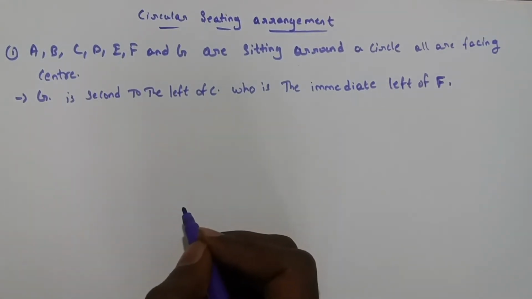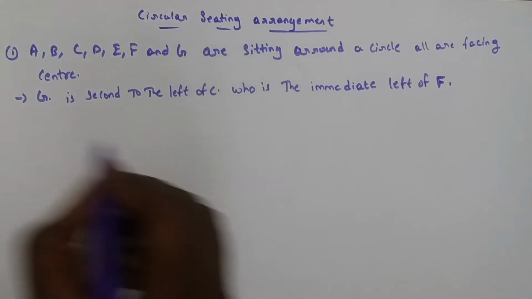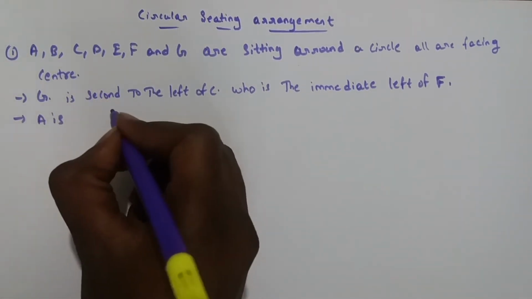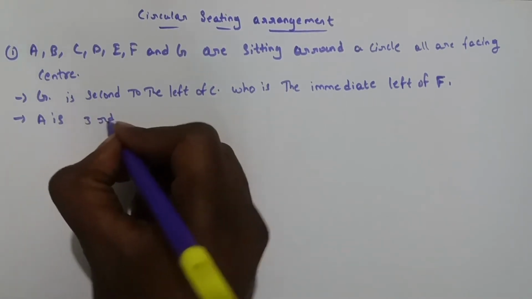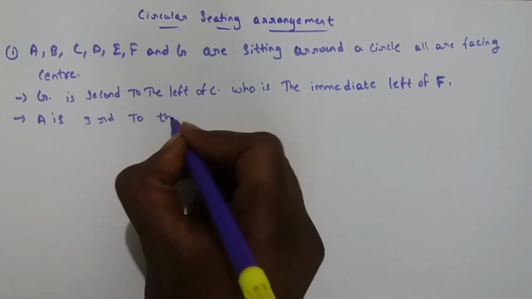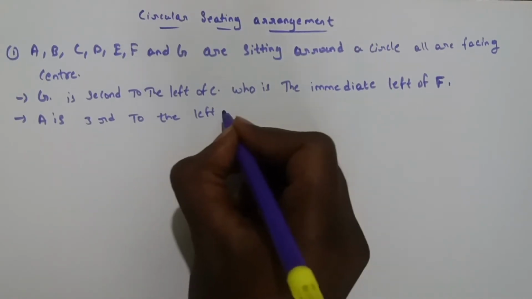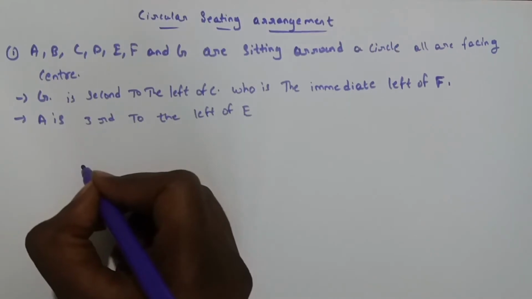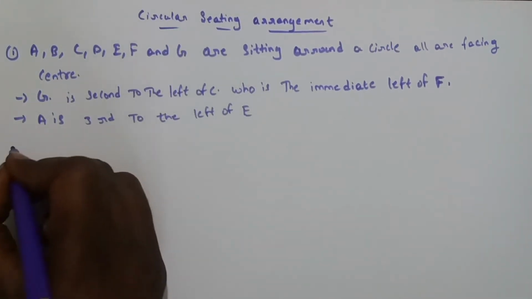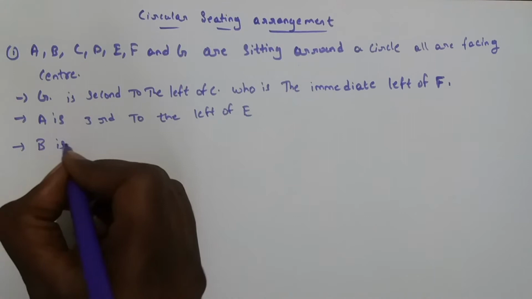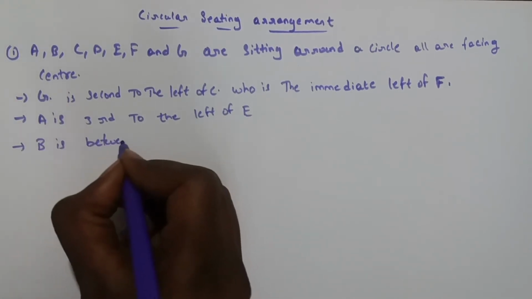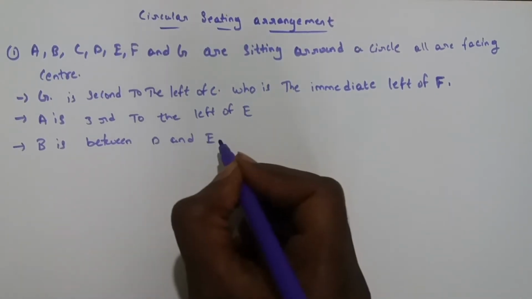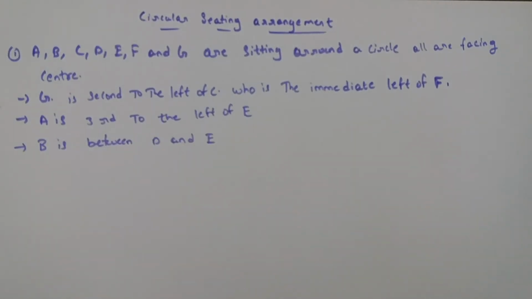Now A is third to the left of E. The second conclusion is A is third to the left of E. B is between D and E.